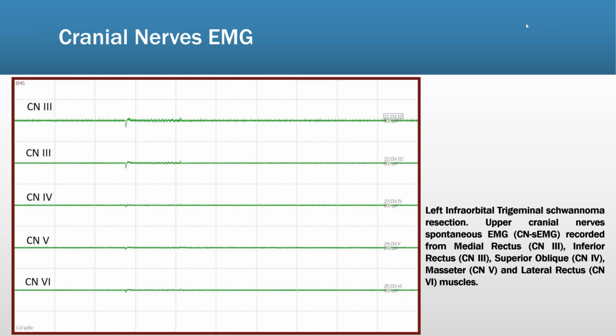Cranial nerve EMG. So you can see cranial nerve 3 first, recorded from medial rectus and inferior rectus for the first two channels, and then superior oblique for cranial 4, masseter for cranial number 5, and lateral rectus for cranial number 6. So those are spontaneous EMG from these muscles.